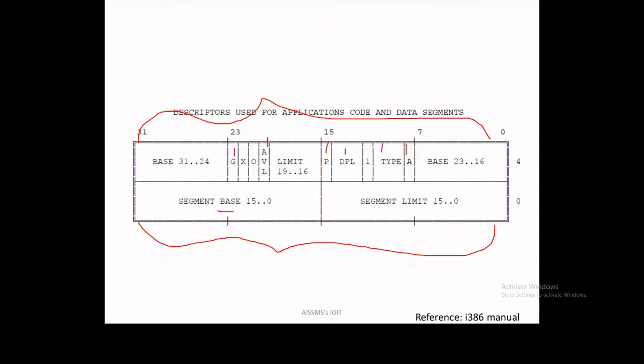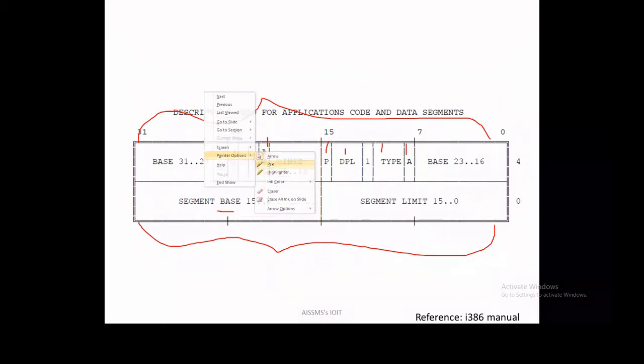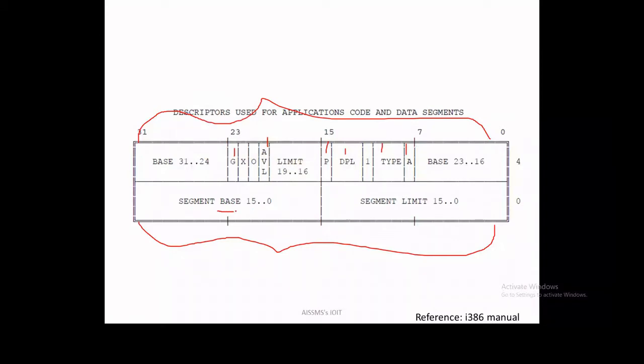Now the base field. If you see in the diagram, the base field is of size 32 bits. This segment base starts from here: 16 bits, 0 to 15, then the next 16 to 23 bits, and then the next 24 to 31 bits. Actually this base gets divided into the two words, here and here. Higher order bits are in one word, and the lower order bits, the 16 bits, are in the other. So in total it is a 32-bit field.